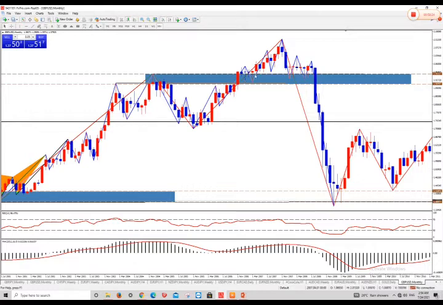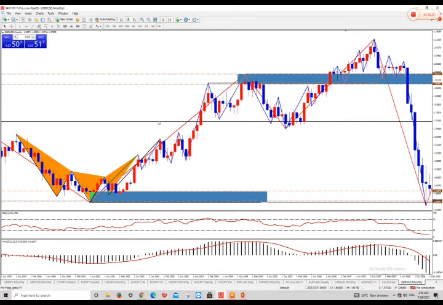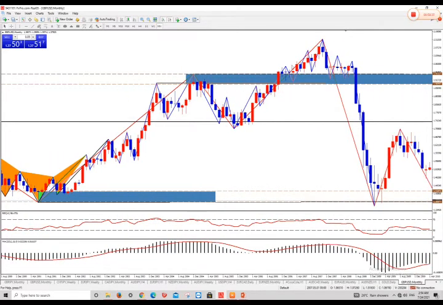Test, and then it bounces off. And then what happened? It came back to find support. It tested, and then finally broke through the support. Once again, evidently, you can see the reversal pattern. So you see, apart from the fact that these candlesticks are giving you confirmation of what's going to happen, you can find the patterns also giving you confirmation. You can see the head and double shoulders again. You can see it in there.